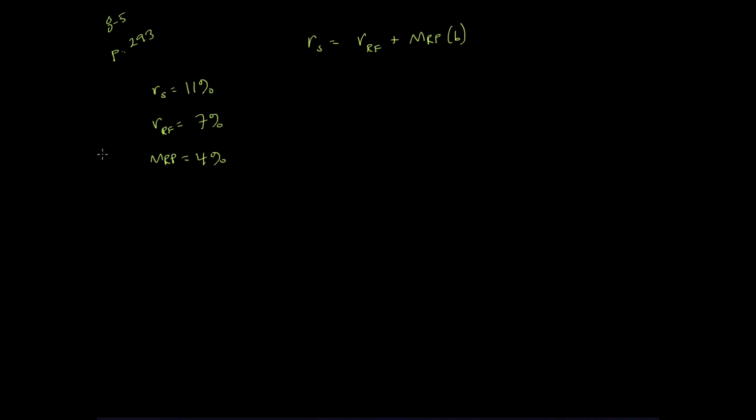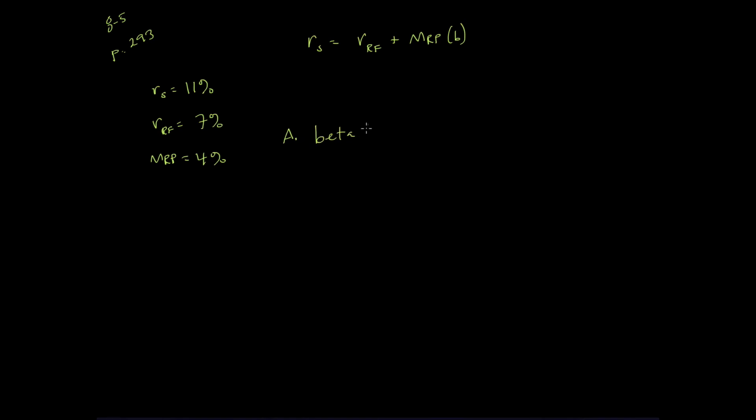Problem 8.5 on page 293 says a stock has a required return of 11%. That's R sub S equal to 11%. The risk-free rate, R sub RF, equals 7%, and the market risk premium is 4%. Letter A asks, what is the stock's beta?